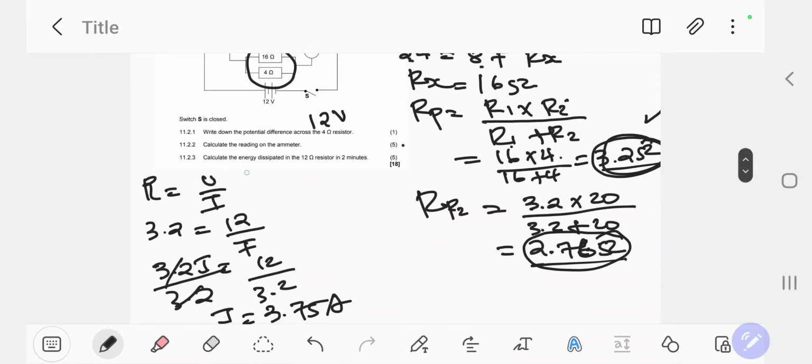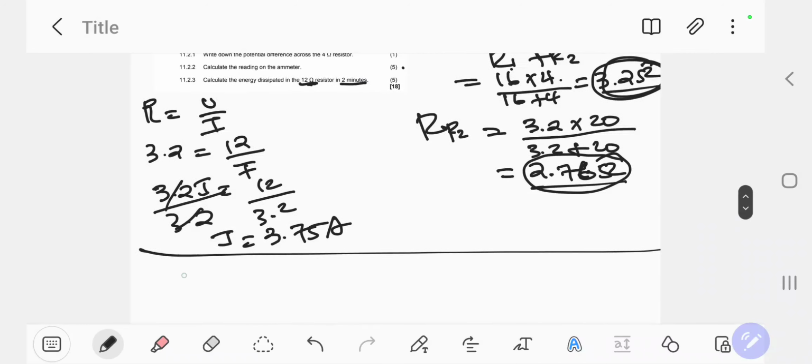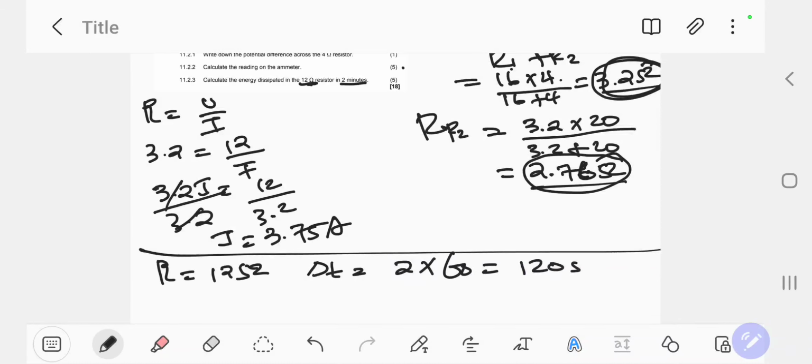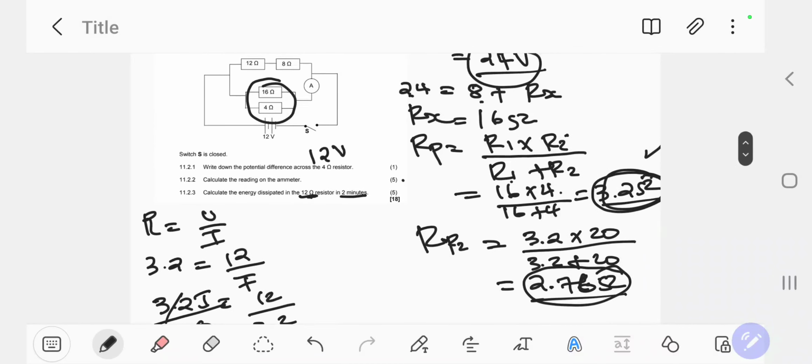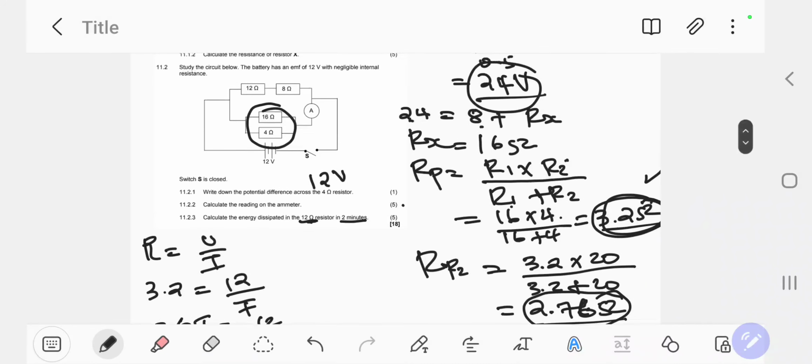So calculate the energy dissipated in the 12 ohm resistor in 2 minutes. So we have the resistance of your 12 ohm there, and then the change in time, guys, is going to be 2 multiplied by 60, which is 120 seconds. And then the question is 5 marks. Let's look at the 12 ohm resistor. Oh, the 12 ohm resistor is basically that one. So we have to calculate the energy that is dissipated there.